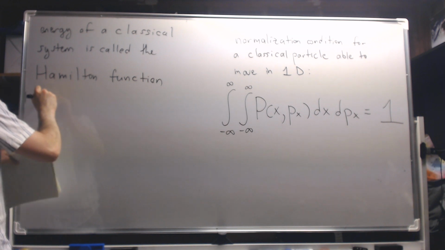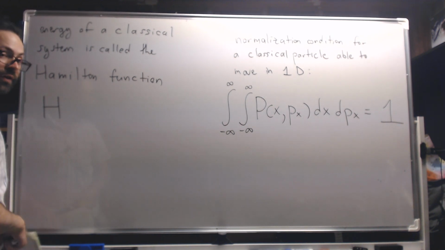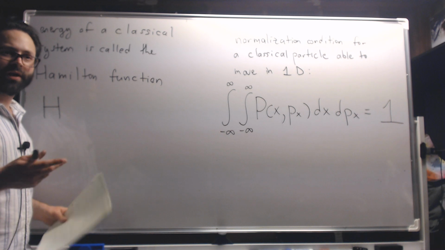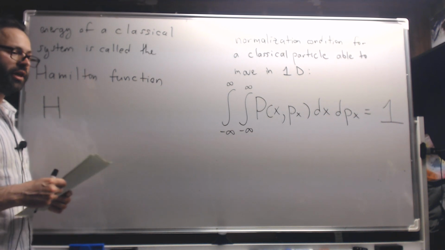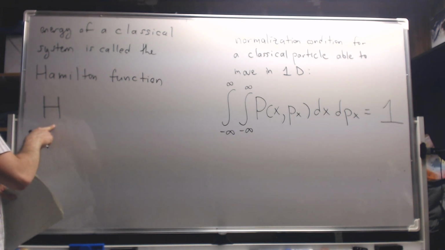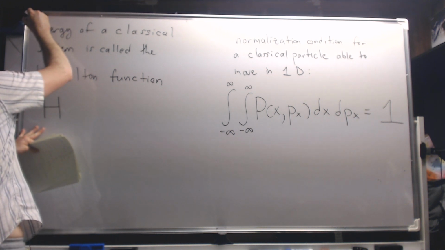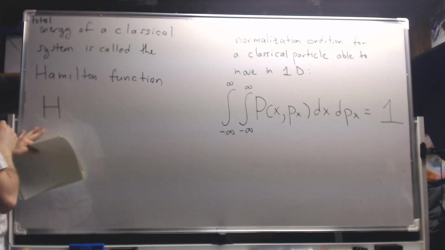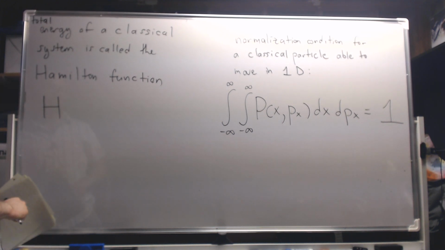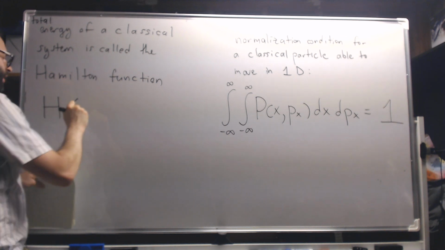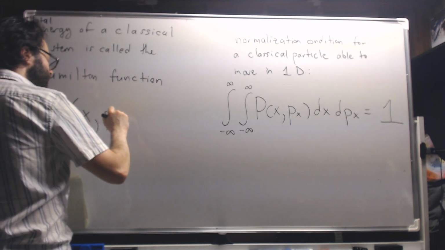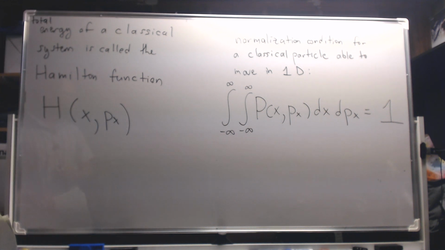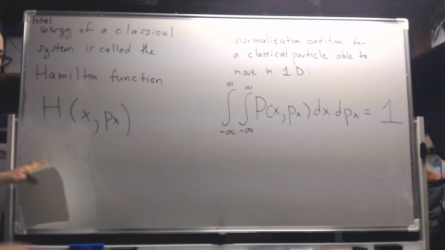The classical Hamilton function, usually given the symbol H, of course you'll recognize as the Hamiltonian in quantum mechanics, which is the quantum mechanical extension of the classical Hamilton function. And by the way, the total energy of a classical system is called the Hamilton function. This quantity depends on, if it's a one-dimensional particle, the position and the momentum of the particle. So the classical energy reflects the instantaneous state of the system.